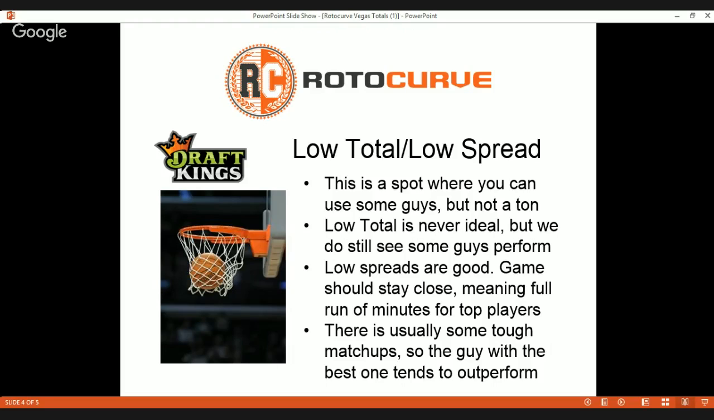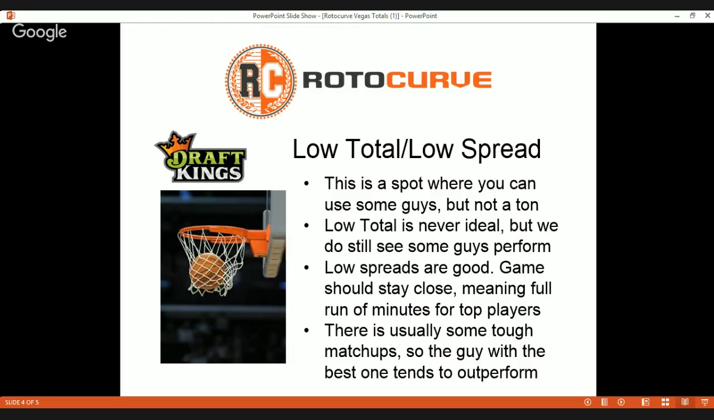There's always one or two on either side of the game that do wind up having a pretty solid fantasy night. Low spreads are actually good, as we said before, because that means the game stays close and these guys are going to get their full allotment of runs. Now, the reason why some of these games usually turn out low total, low spread is for one of two reasons. Either one of these or both of these defenses is very good, and because of that, they don't expect them to give up a lot of points.